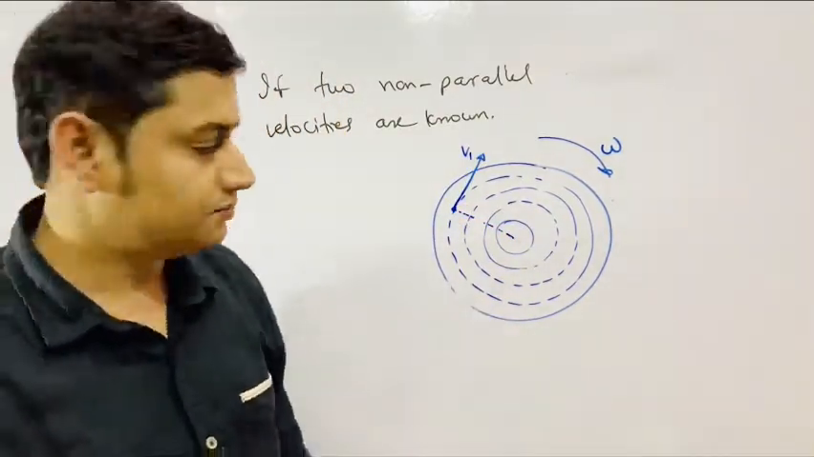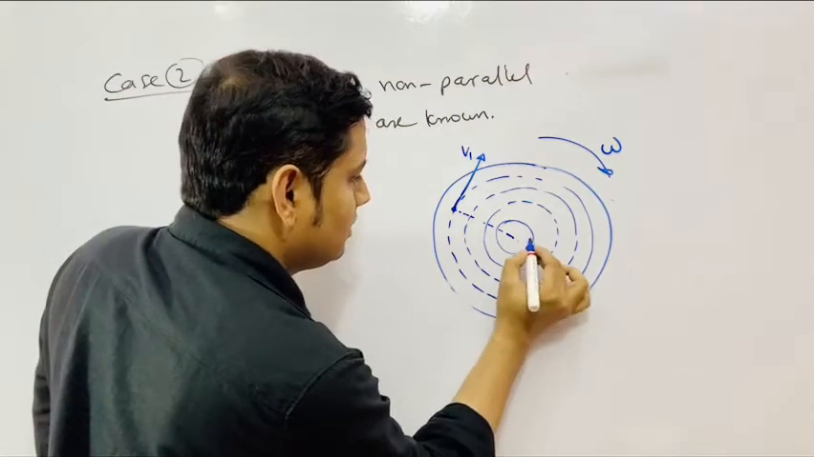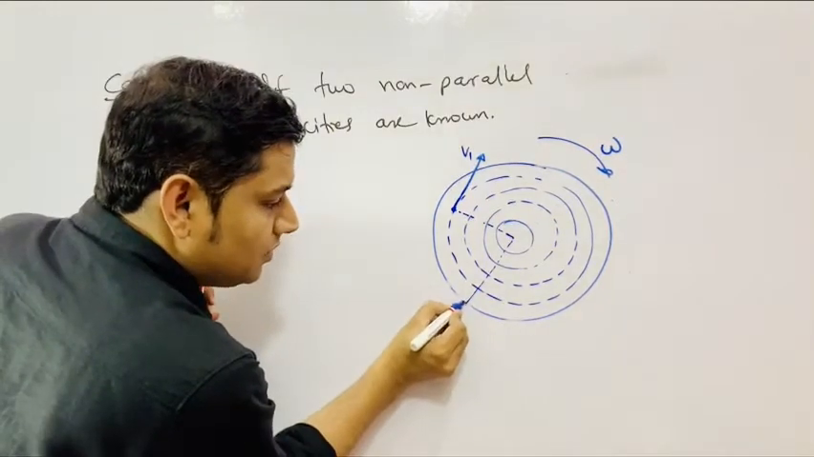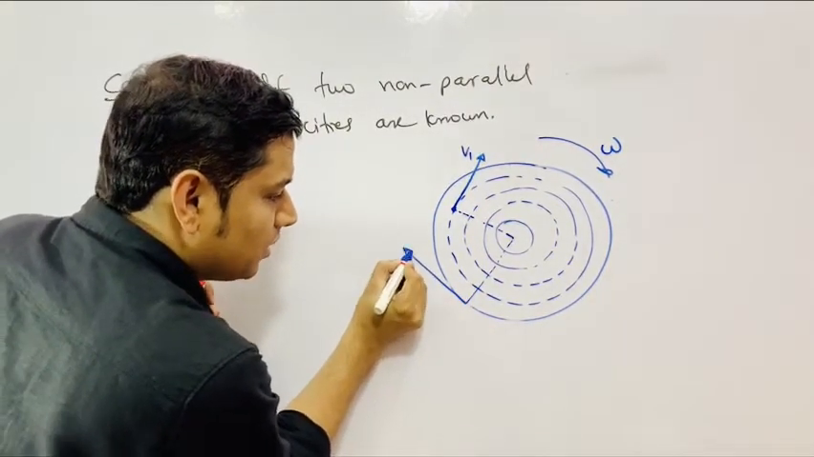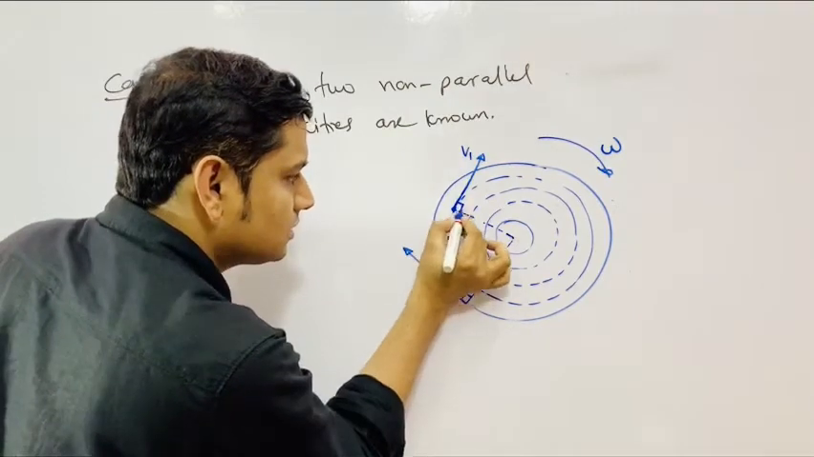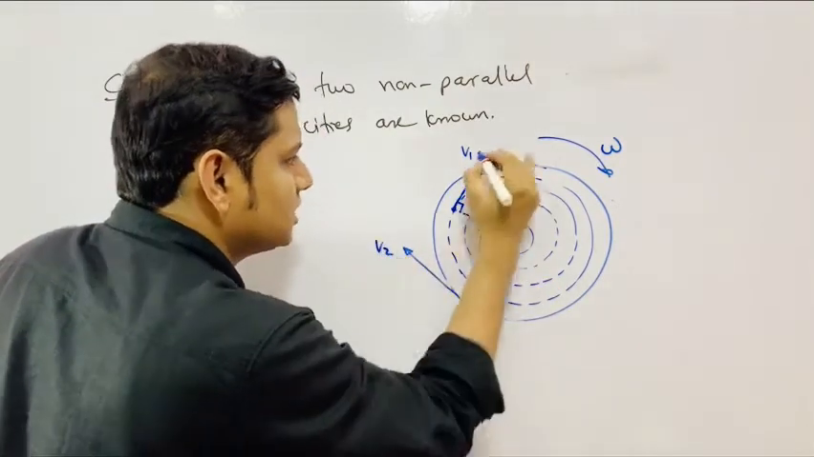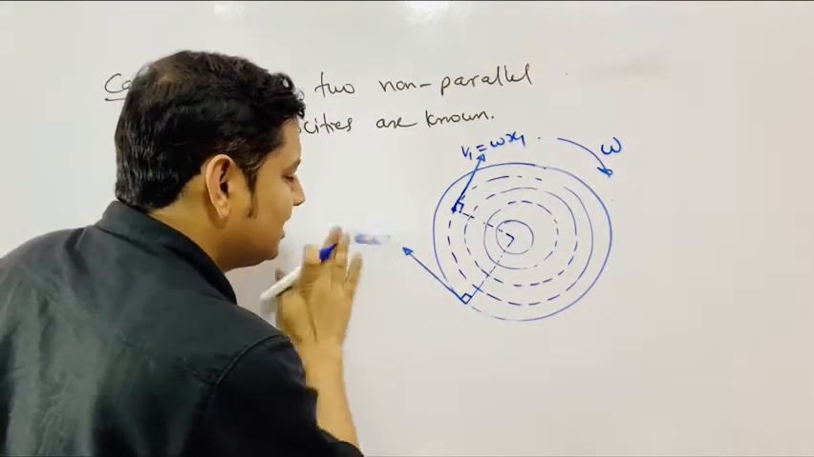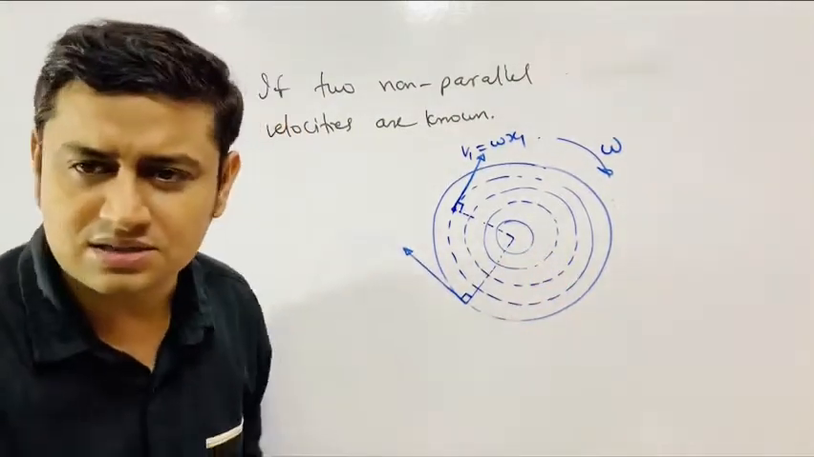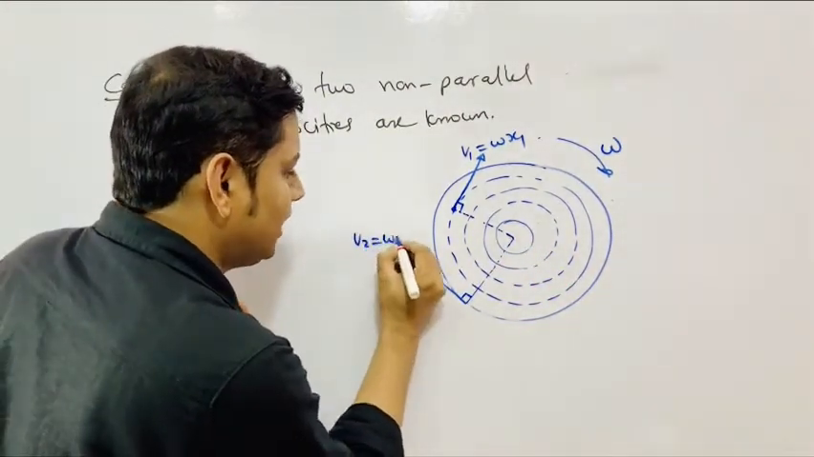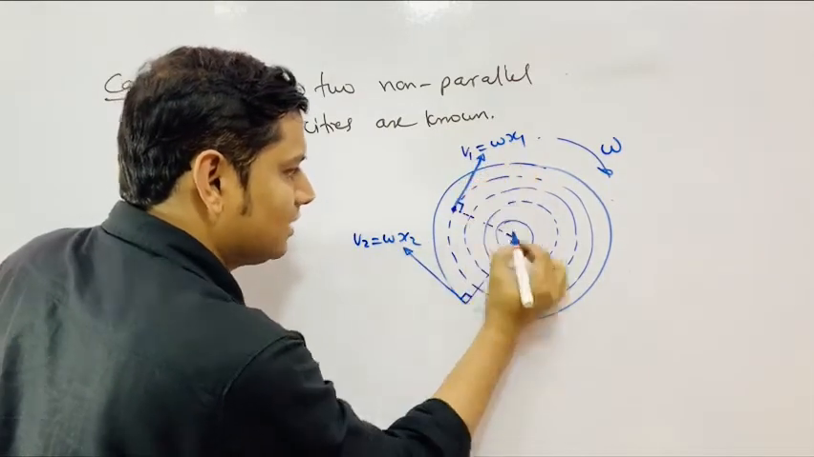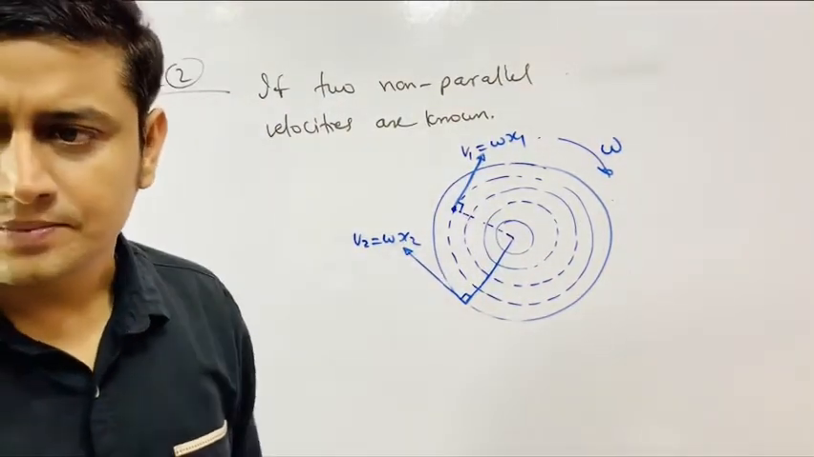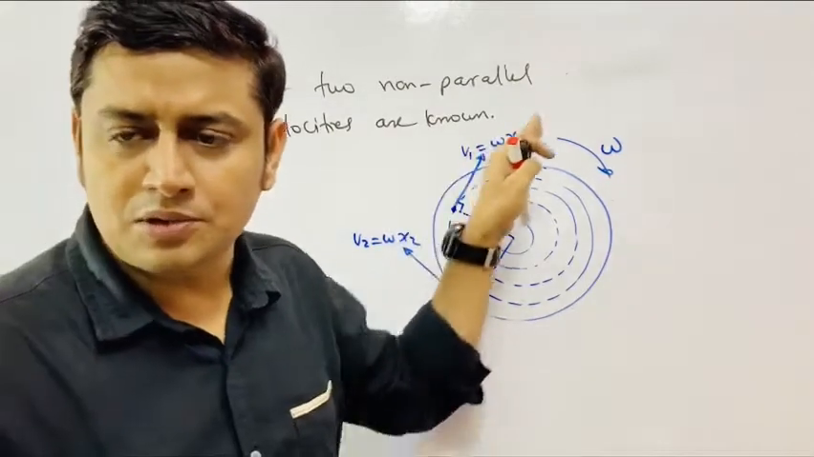Take another point. Suppose I take a point here. Would this velocity be perpendicular to this radius? And its magnitude would be v2. This is v1 is equal to omega into x1. This is v2 is equal to omega into x2. That is, x2 is simply distance of the radius, but this v2 would be omega into x2. Now these two velocities are not parallel because they are not lying on the same diameter, because velocity is perpendicular to radius vector.